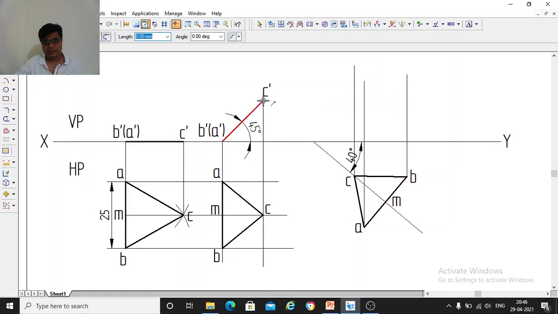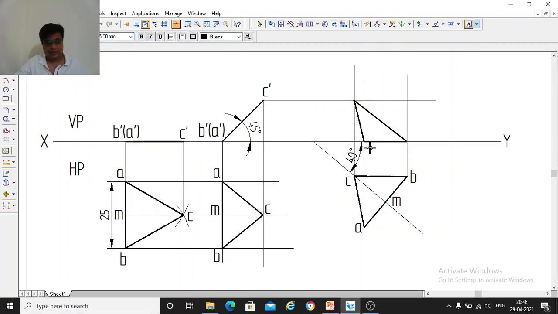From this C dash, you draw a horizontal line. From A and B, already the line is there. So now we connect A, B, C in the front view. So this is A dash. This will be B dash, correct, and this will be C dash. Connect the three edges, so you will get the new front view.